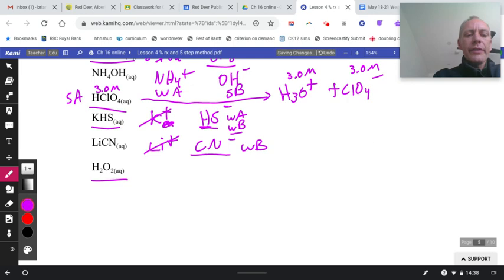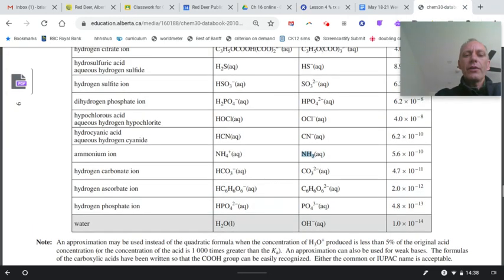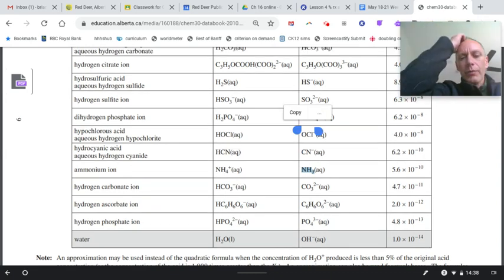H2O2, molecular. Leave it together. Go searching on the table. It's not on the table, so it is neutral. Trick question. Looks like it would be a weak acid, but it's not. It is not found in that column of weak acids. Okay, you can search all day long in here. You will not find H2O2.